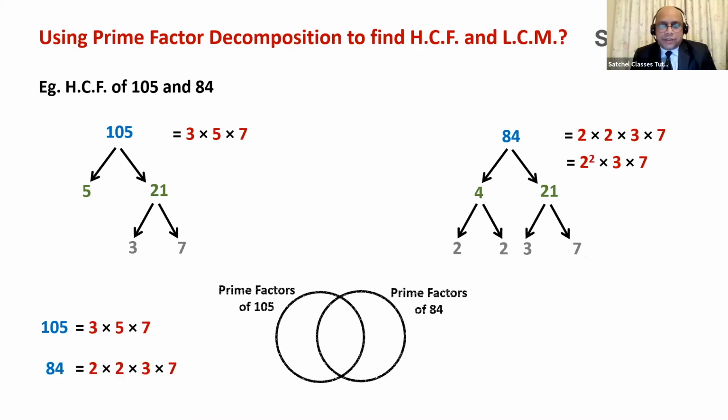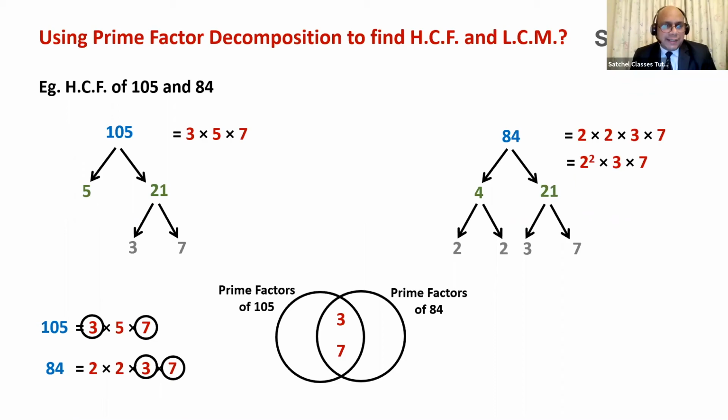Now the construction of the Venn diagram. The one on the left represents prime factors of 105, and the one on the right represents prime factors of 84. Let's first put the prime factors in the overlapping region. Which are the common prime factors for both of them? As you can see, 3 is a common factor for both of them. So let's put 3 in the common region. We also see that 7 is a common factor for both of them. So 7 also goes into the common region.